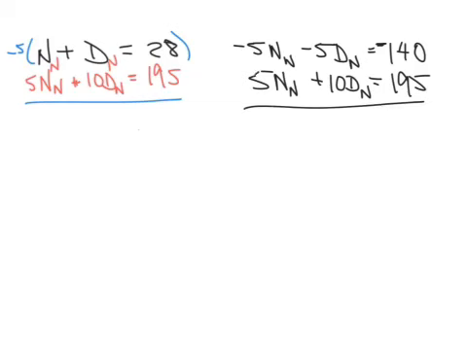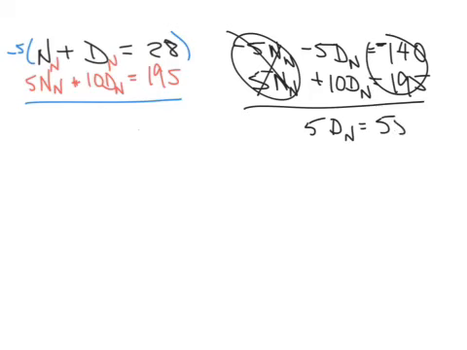Okay, so we're going to add those and those go away. And then we have 5 there. And then we add these and we get 55. Divide by 5, divide by 5. And the number of nickels is 11.